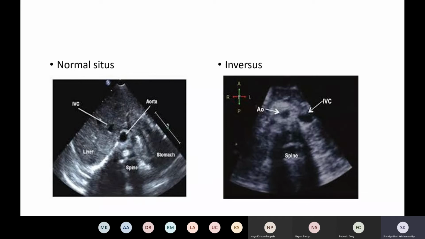So that is a picture showing the normal situs. You can see the aorta there, and the IVC onto the right, aorta to the left there. But in situs inversus, you can see the aorta there on the right, IVC onto the left.